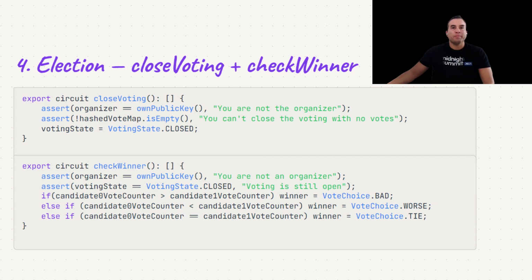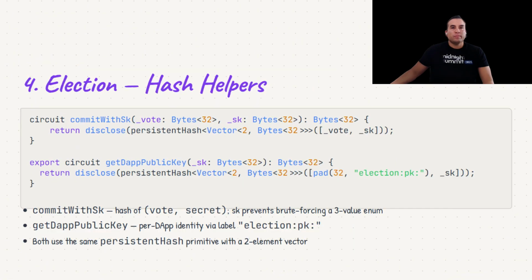Check winner. Declare the results. Owner check. State check. Then a simple 3-way comparison. If candidate 0 has more votes, winner is bad, which, remember, is just the label for candidate 0. If candidate 1 has more, winner is worse. If they're equal, winner is tie. One public cell, one final answer. Everyone can read it. The 2 little helpers at the bottom of the file.